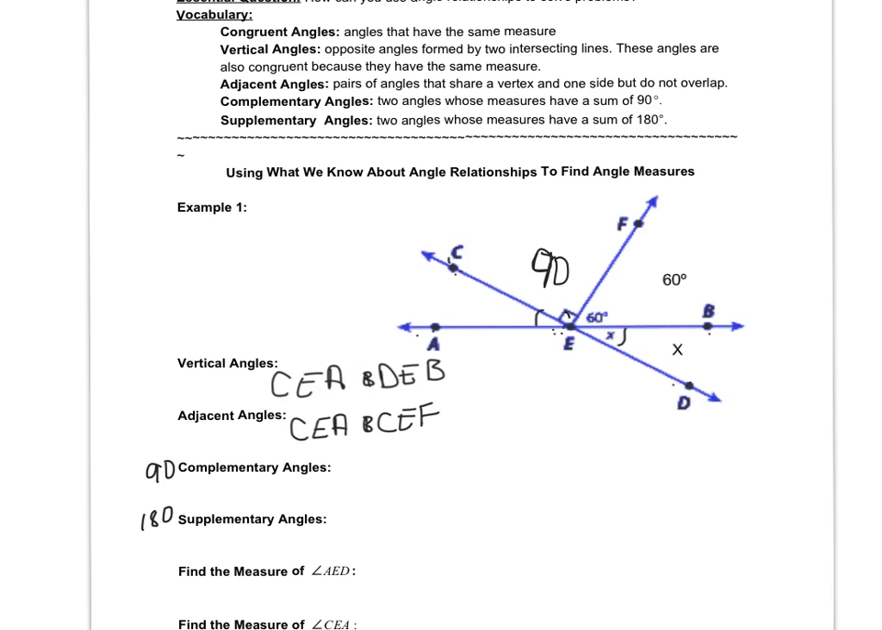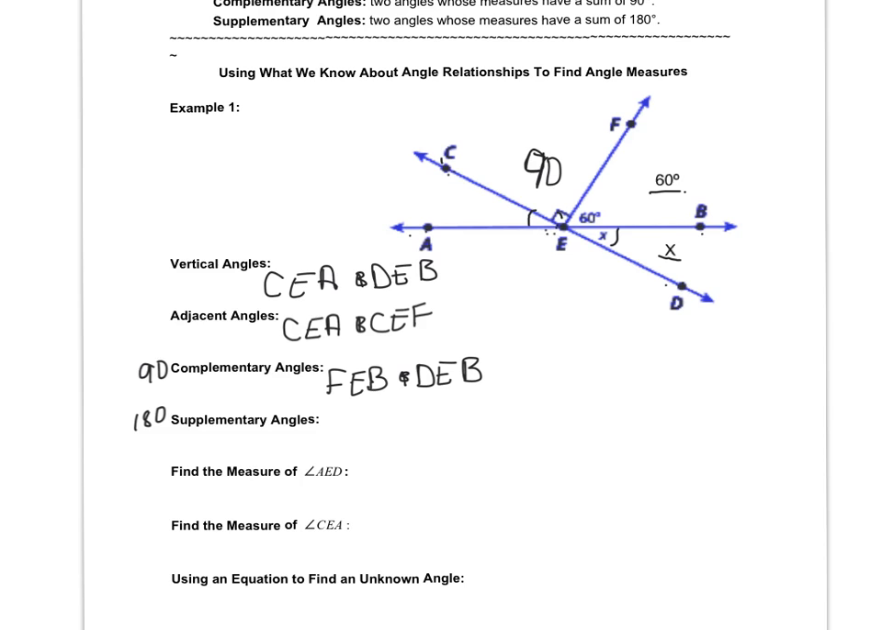So these two angles here, the angle with a measure of 60 degrees and the angle with a measure of X degrees, these two must be complementary. To list them out, I've got angle FEB and angle DEB. These two angles are complementary.